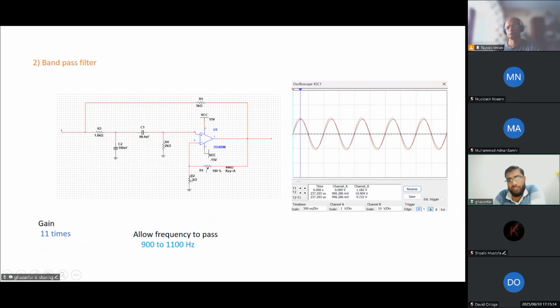And the frequency which we allowed is 900 to 1100 hertz.